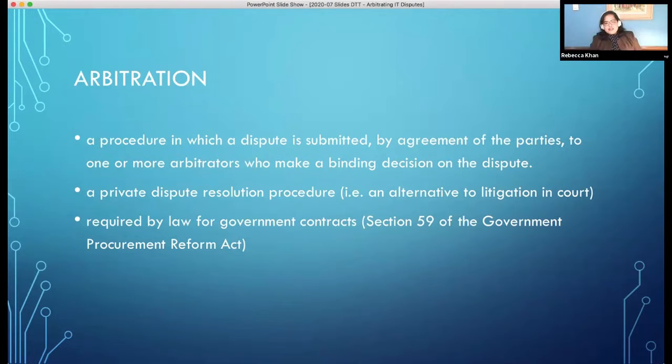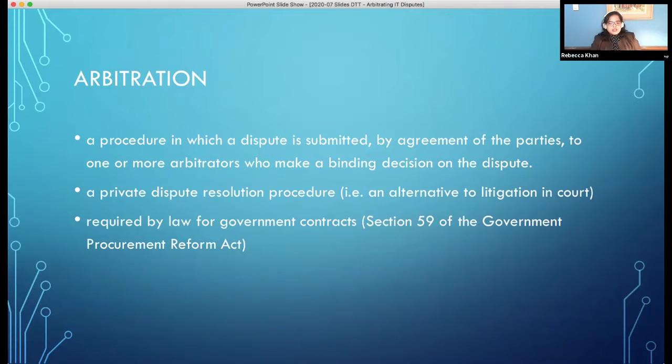So now that our members of the audience have become acquainted with what an IT dispute might involve, the particular nature of IT disputes, we're going to look at arbitration as a form of dispute settlement for these kinds of disputes. I'll give you a brief overview of what arbitration is, and then we'll also discuss why it's especially attuned to resolving disputes in the IT field, why it's an appropriate dispute resolution procedure.